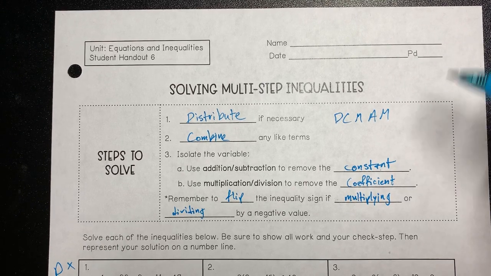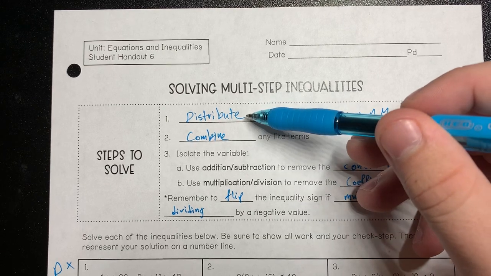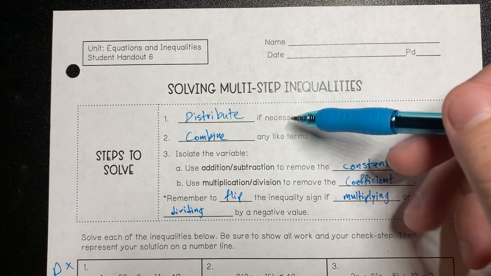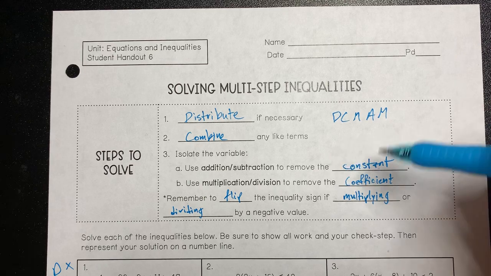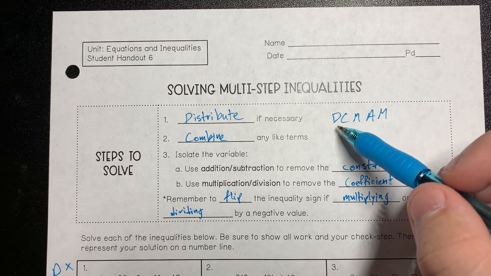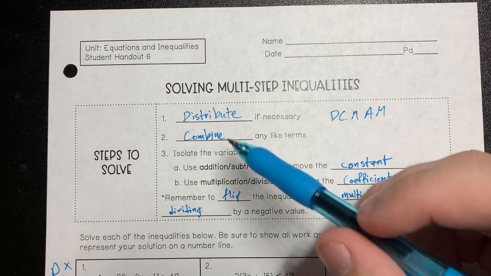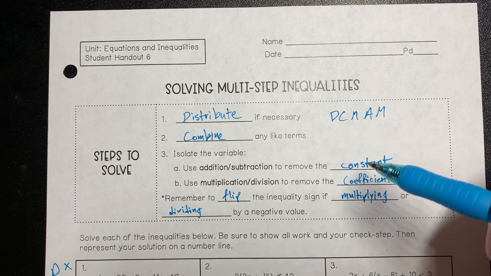All right, so first going over our steps to solve, we see here that our first step is to distribute if necessary. So just like with our equations, we've been working with DCMAM, our "don't call me after midnight," to let us know our steps in order of what we need to do when solving these. So our first step is that D, which is to distribute if necessary.